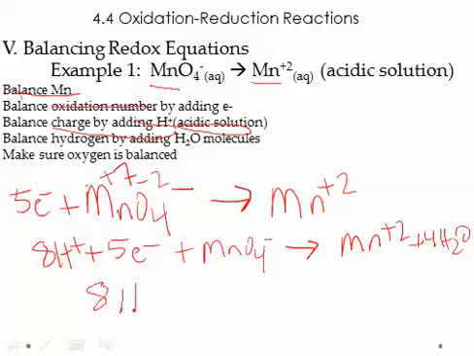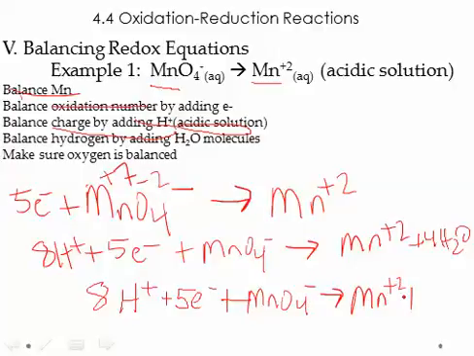So let me write this nice and neat. 8 hydrogens plus 5 electrons plus the permanganate yields manganese 2 plus 4 waters. Sorry for my lame writing there. So look, this is going to take some practice, and you're going to have to follow these steps as you do it. After doing this a couple of times, you'll get it. And you could also just try this one again, since we have the explanation right here.